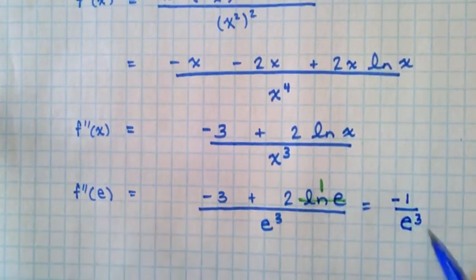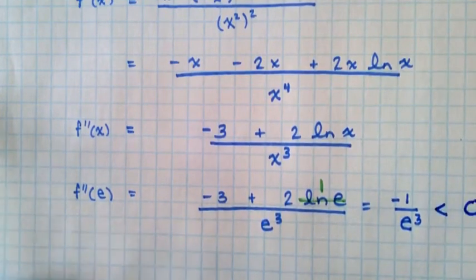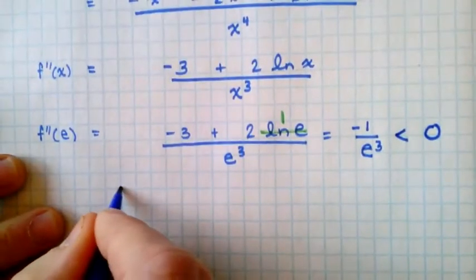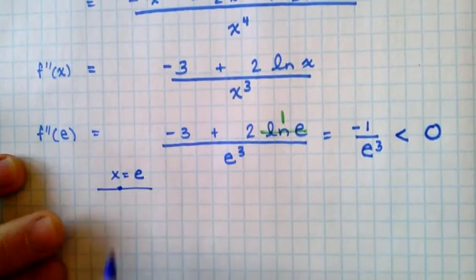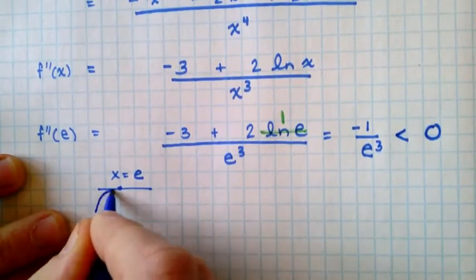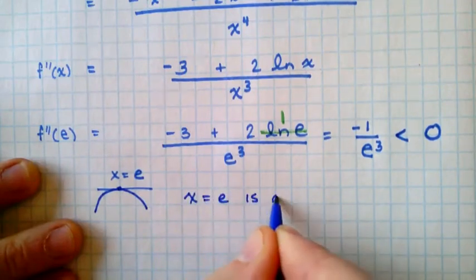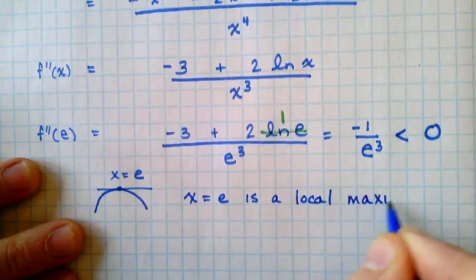So we get negative 1 over e to the 3rd, which is less than 0. What does that tell us? That tells us that at x equals e, we have a curve that is concave down. Therefore, x equals e is a local maximum.